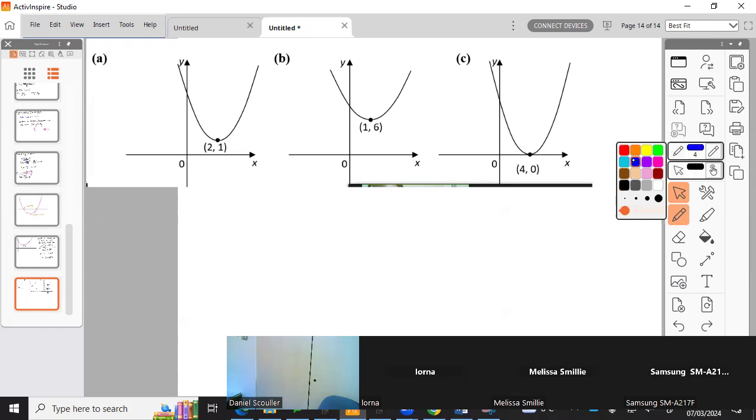All right, let's try to annotate it properly. All right, so that graph there would be y equals (x minus 2) squared plus 1. All right.